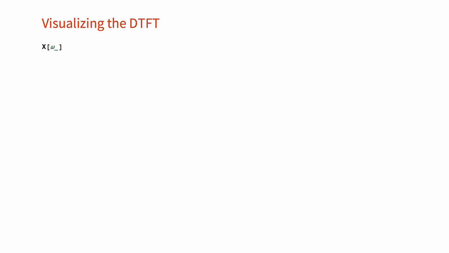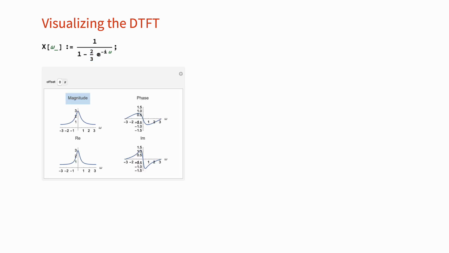Given the discrete time Fourier transform X of omega, for example, consider the discrete time Fourier transform of the sequence in the second example with r equal to 2/3. We usually plot the magnitude, sometimes the magnitude squared, the phase, or both the magnitude and phase spectra. And sometimes the real and imaginary parts of the spectrum might be of interest.